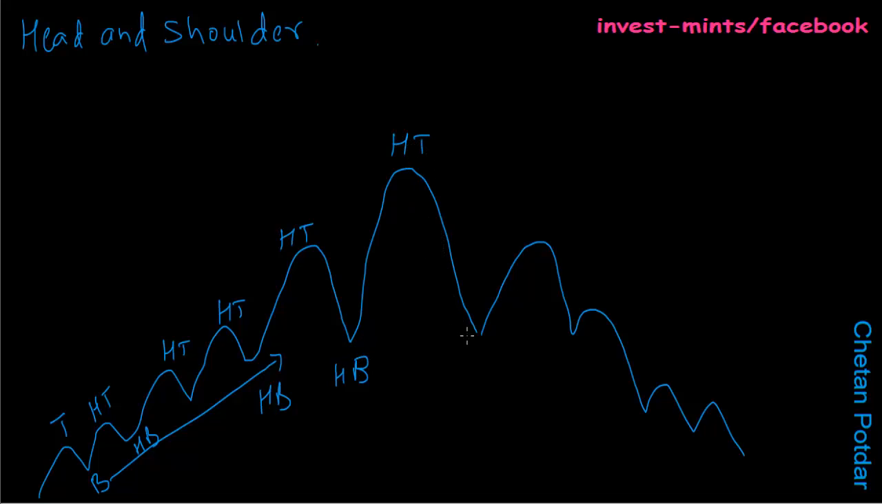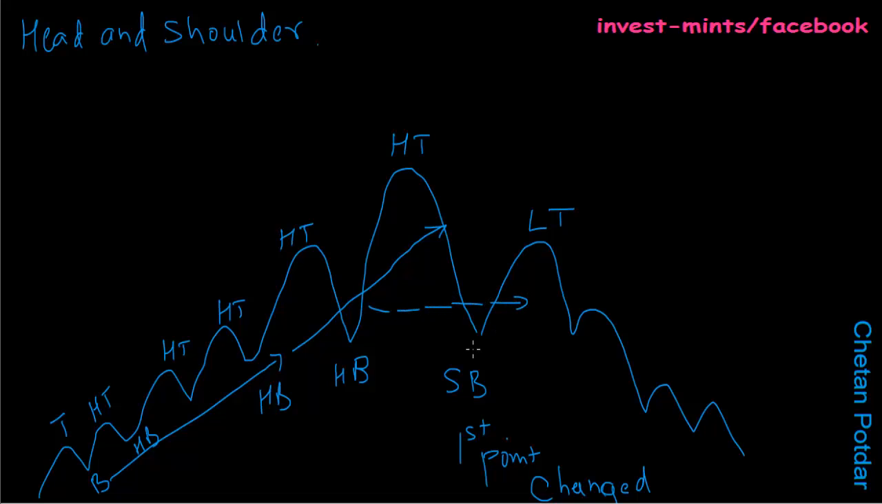The moment it moves back from the higher top, instead of creating a higher bottom, it is creating what is called a same bottom. As it moves away from here, we are getting what is called a lower top. So this is the first point where the trend has changed, and the trend has gone up like this. Now you are actually looking at the trend started moving sideways, and the reason why it started moving sideways is because of this first point. This is the second point. Because it was a higher top all this while and suddenly you have a lower top, this is a second confirmation that the trend has changed.